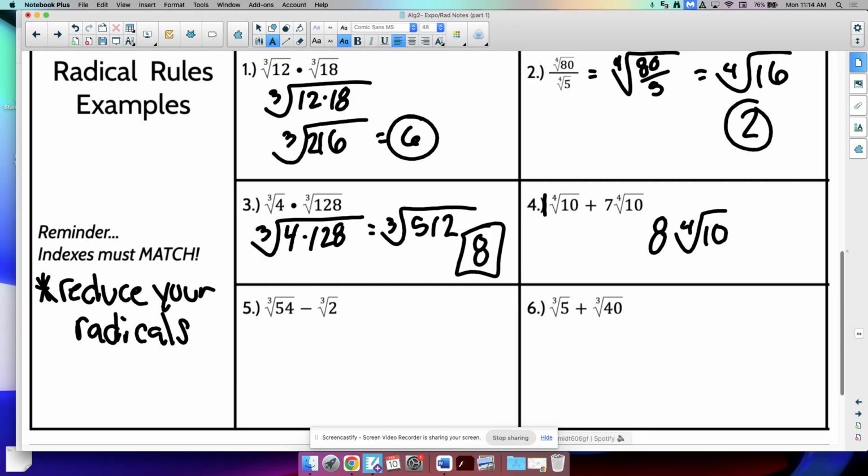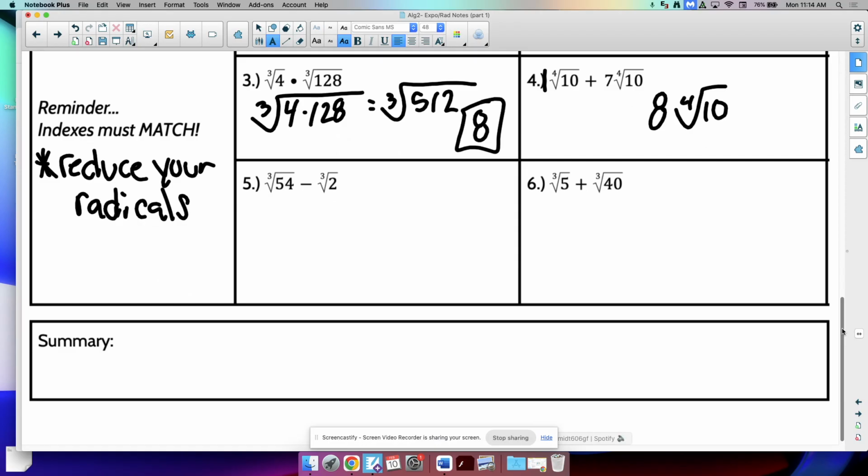On number 5, are our radicals the same? No. So when we're subtracting, this 54 and this 2 cannot be combined together. So what we have to do is first see, can we reduce our radicals to get them to match? 54 is the bigger number. So let's see, can we reduce our 54? In the 3rd list, is 54 a perfect 3rd power? No. What number goes into 54?